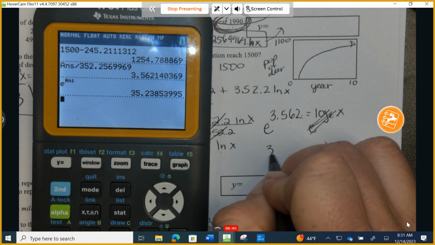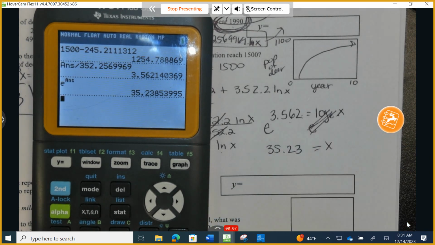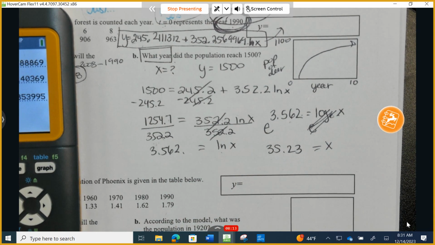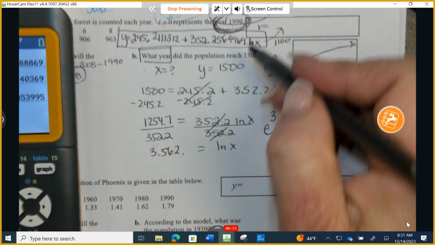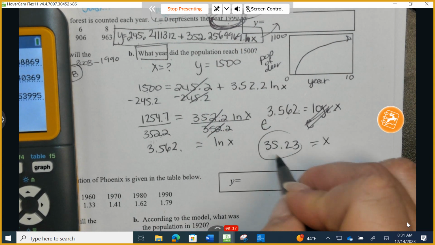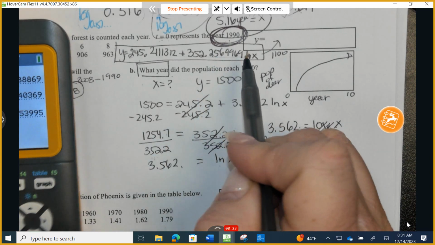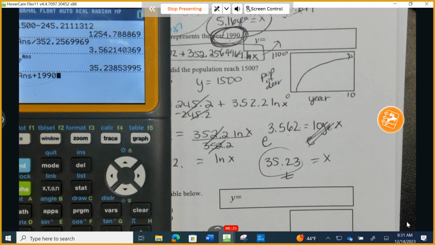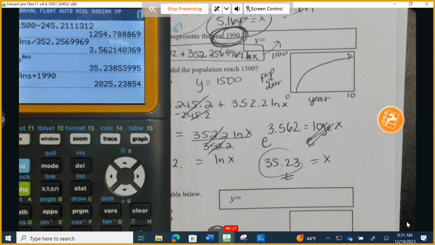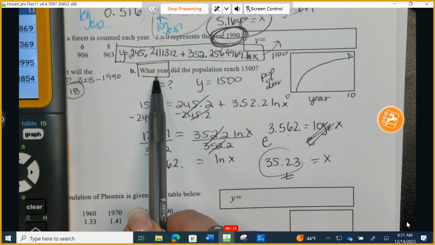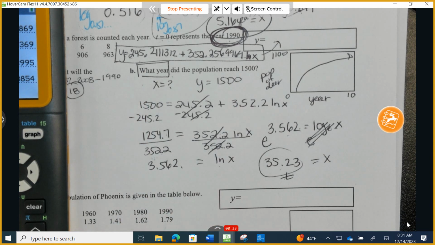So x is 35.23. Let's go back and see what the question is asking for in number 2. In what year? I can't say year 35.2. I need to go back; this is a t value. So if I'm going to change this into an actual year, I add this to the year 1990. So in the year 2025, we can assume the population of deer in this forest was able to reach 1,500.